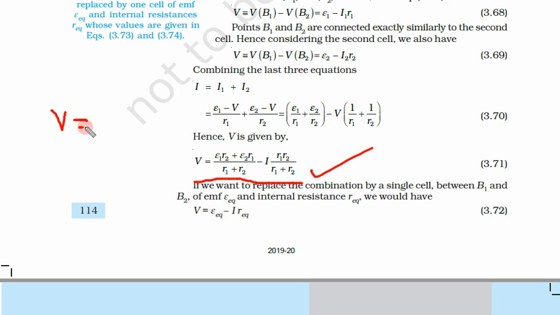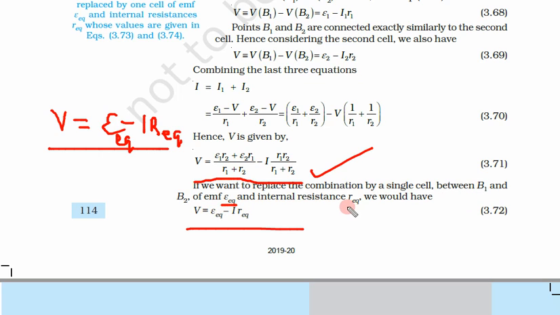For a single cell, V is equal to epsilon minus IR. This is the equation for a single cell. Let this epsilon be replaced by epsilon equivalent, R replaced by R equivalent, and current I will remain the same. In that case, this would be the equation. So for a single cell, the EMF is epsilon equivalent and the resistance R is R equivalent.